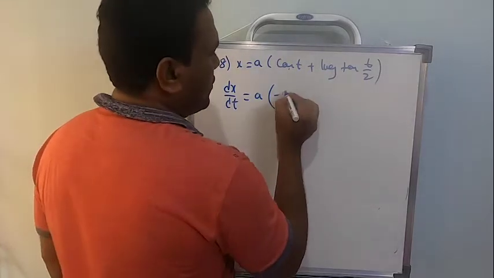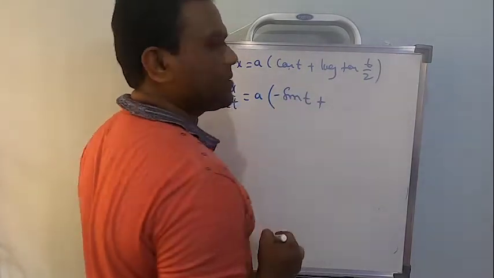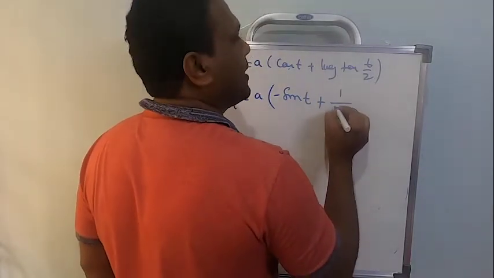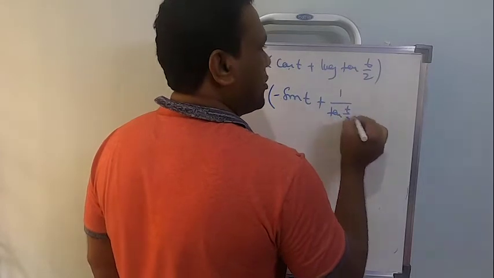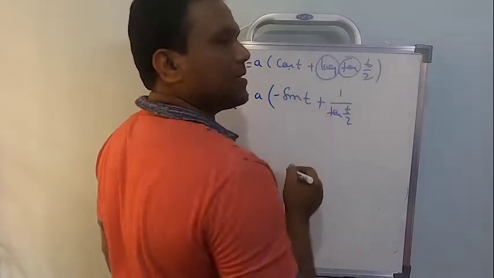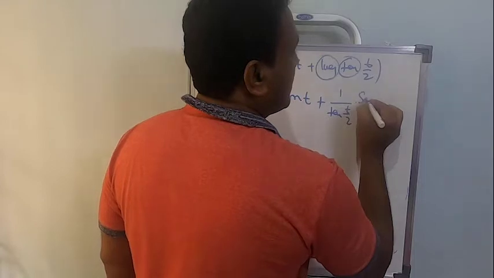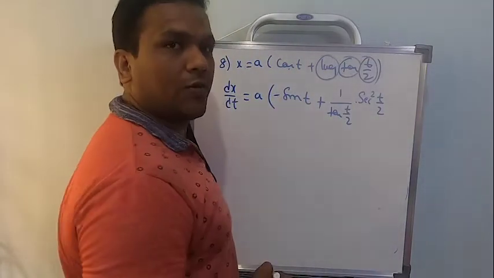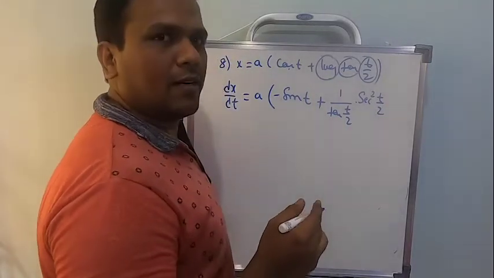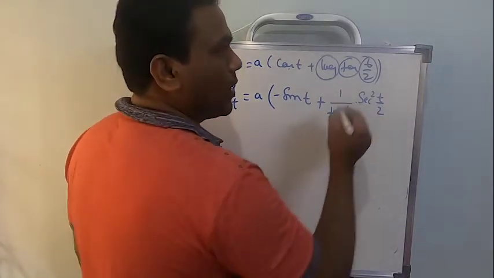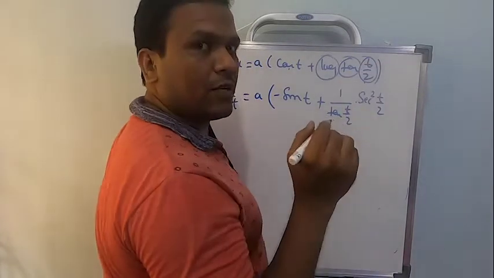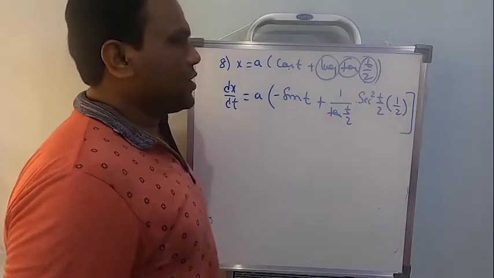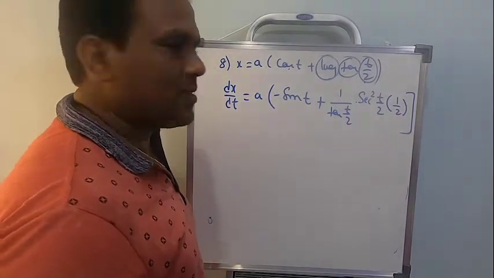So cos t, differentiation of cos t will be minus sin t, plus log. Differentiation of log will be 1 by x, correct? So 1 by tan t by 2. Log is over. Now the next one is tan. What is differentiation of tan? Secant square t by 2. Still not over. The last one should be for t by 2. It is something like x by 2, what we do usually, right? So 1 by 2 is a constant. Differentiation of t with respect to t is 1. So this is going to be 1 by 2. Differentiation is over. Now let us start simplifying this further.